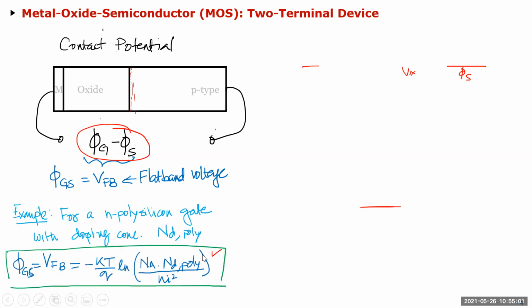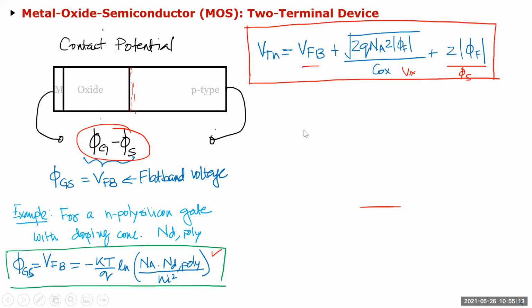And you can calculate this value, and you can see this equation is pretty much the same as your built-in voltage for your PN junction, right? And then if you make that correction to the last equation, so you add that flat band voltage plus the QB over Cox plus 2Vf, and that's your new expression.